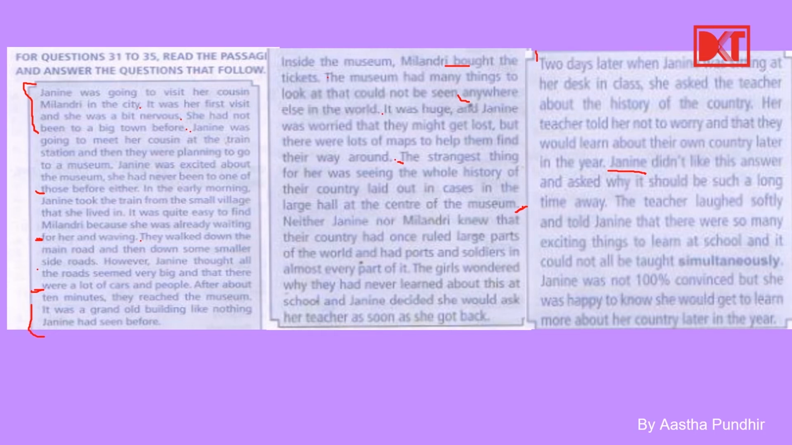There are so many subjects like history, maths, geography, and all of them cannot be taught simultaneously, which means all of them cannot be taught together. You need to have this one by one approach. First we'll teach you this, then you'll learn another thing. All right. But still, Janine was not 100% convinced with this answer, but she was still happy that sometime later in the year, we're going to learn about our country.